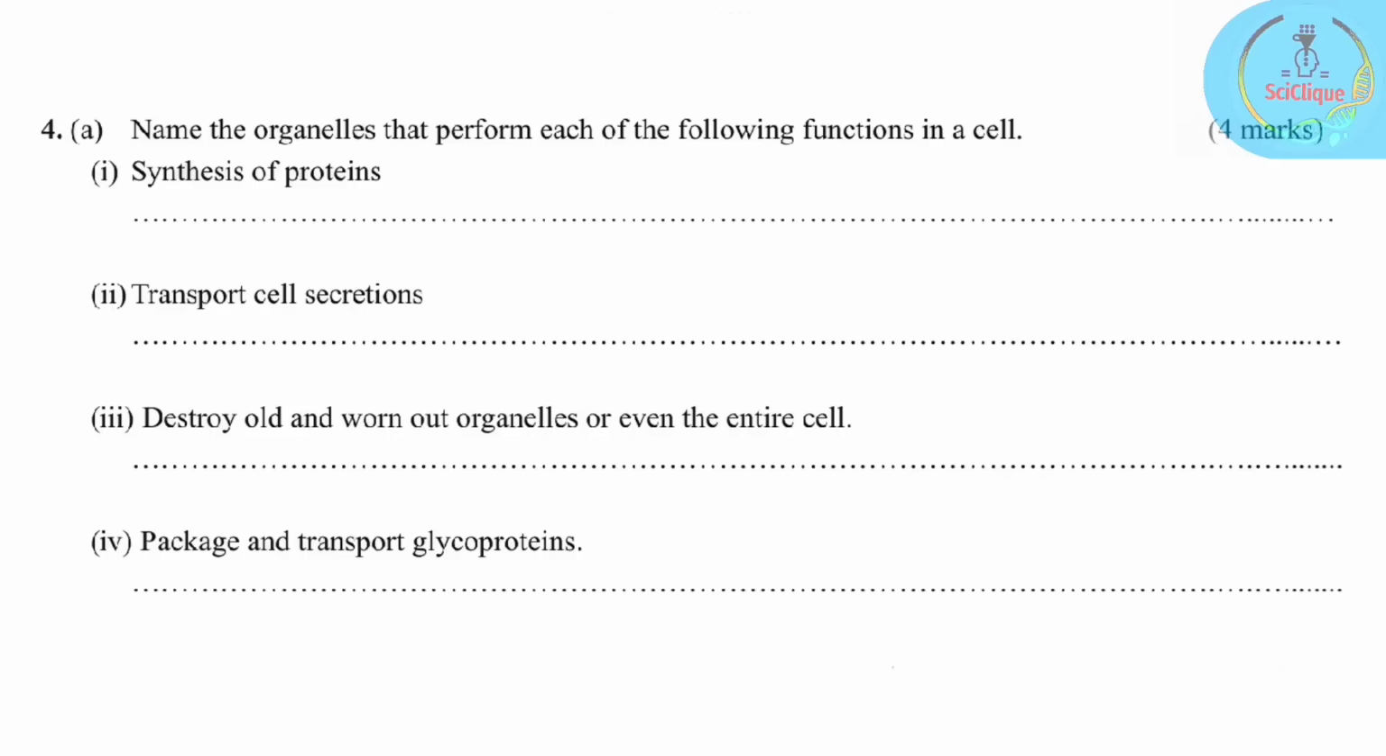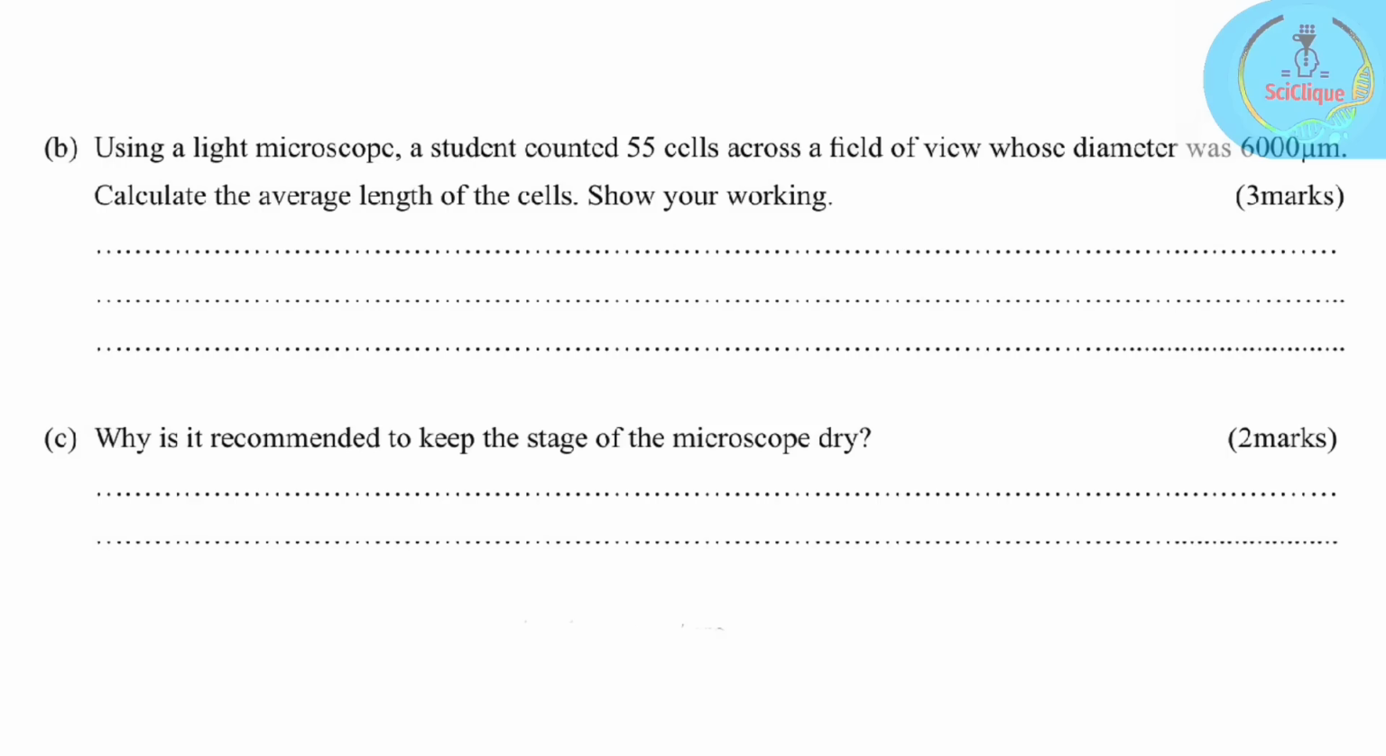Question 4a. Name the organelles that perform each of the following functions in a cell. Synthesis of proteins. These are the ribosomes. Roman number 2, transport cell secretions, Golgi bodies. Number 3, destroy old and worn out organelles or even the entire cell. That is the lysosomes. And the reason why they are capable of doing this is because they contain lytic enzymes. So the lytic enzymes can digest and break down organelles or even the entire cell. Roman 4, package and transport glycoproteins. Again, Golgi bodies.